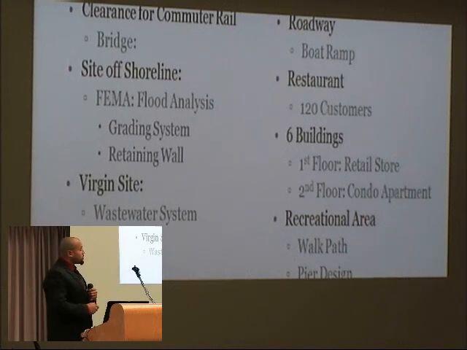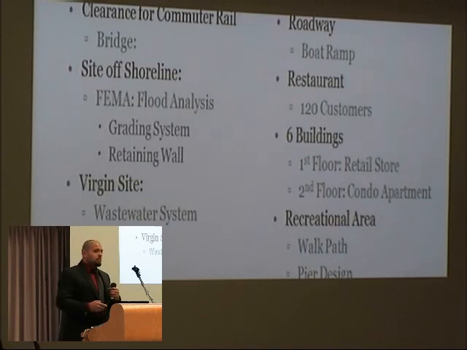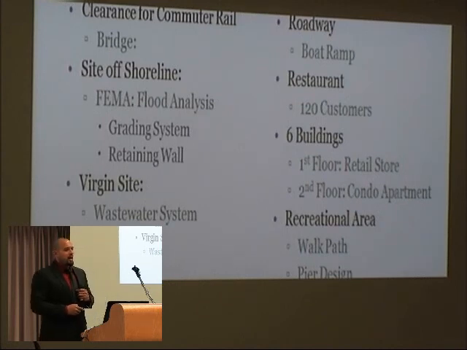He said he wanted a restaurant to seat 120 customers, and 6 buildings, from which the first floor would be used as the retail store and the second would be used as a condo. And he also emphasized that he wanted these buildings to resemble the New England architectural style. He said that he wanted the neighbors to feel comfortable with this new site development.